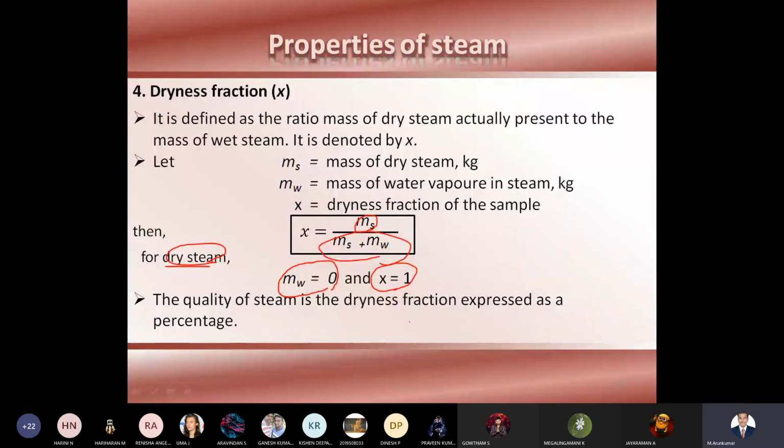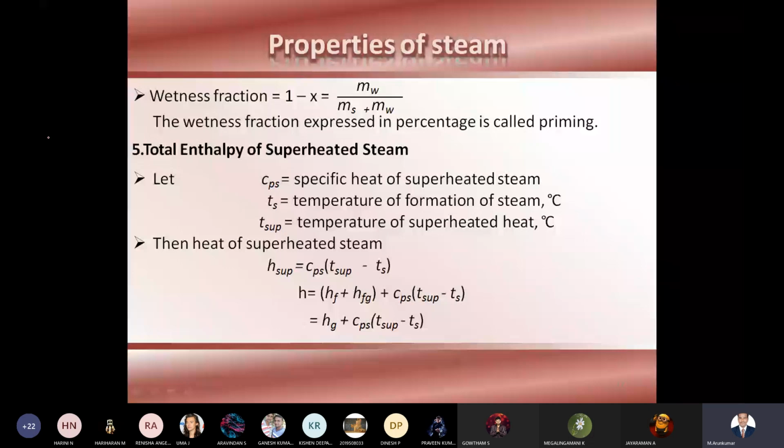The quality of a steam is the dryness fraction expressed as a percentage. Normally we express the quality in percentage. Here for steam, the dryness fraction also will be in percentage. Then the wetness fraction, the opposite of the dryness fraction, will be 1 minus x. That can be calculated by mw by total mass. Then this wetness fraction expressed in percentage is called priming. Okay, so we can have the dryness fraction, also we can have the wetness fraction.